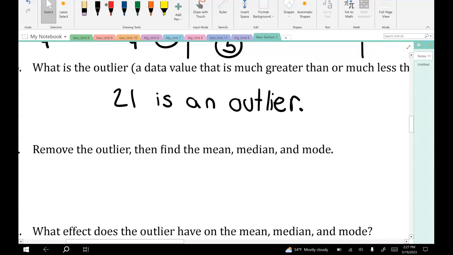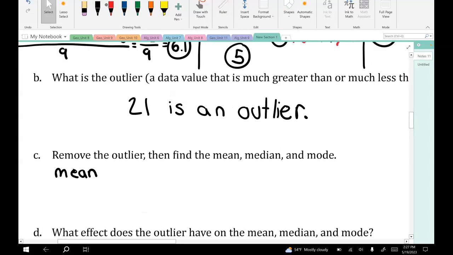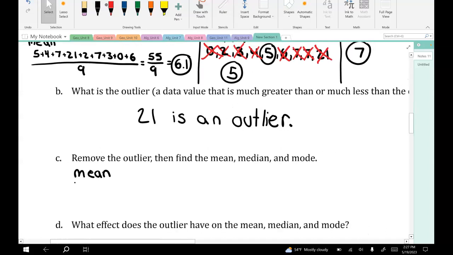What outliers do is they skew your data, and it's going to inflate or deflate your numbers. So to see how that's happening, we're going to remove our outlier and do those same 3 calculations: mean, median, and mode. To find our mean, we would add up all of our numbers, but not include 21. So we would do 5 plus 4 plus 7.